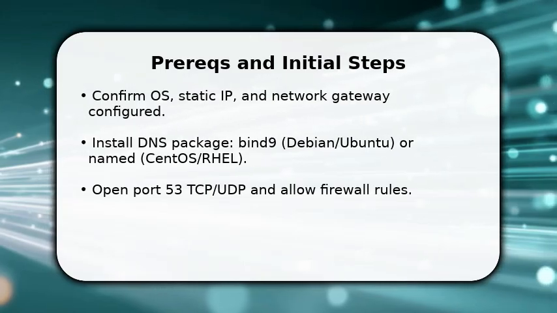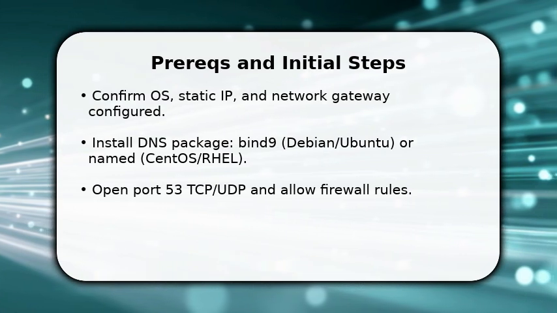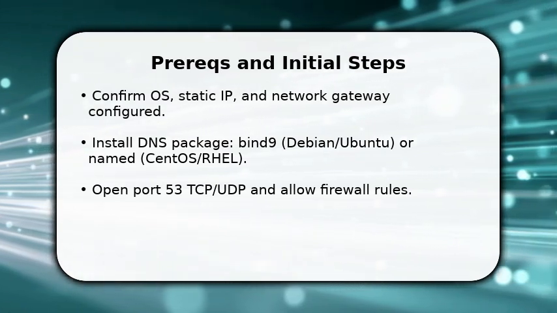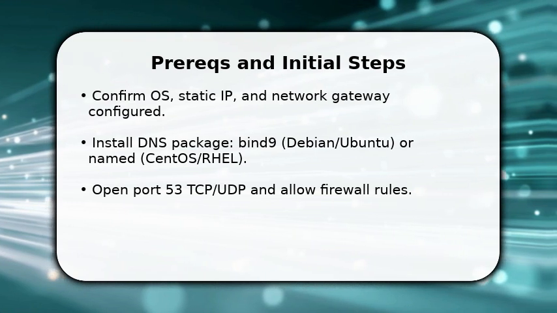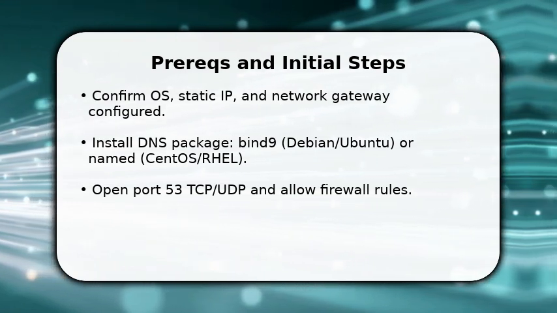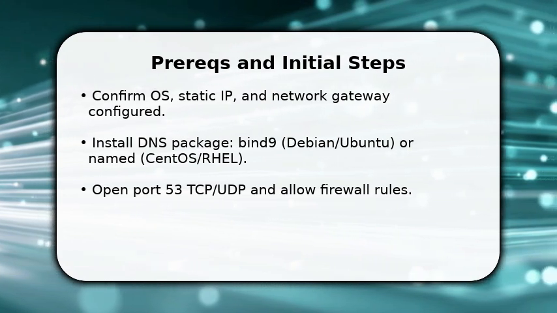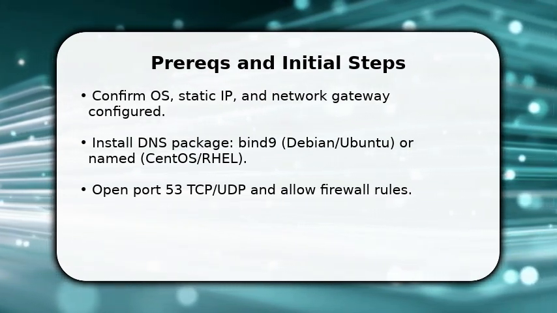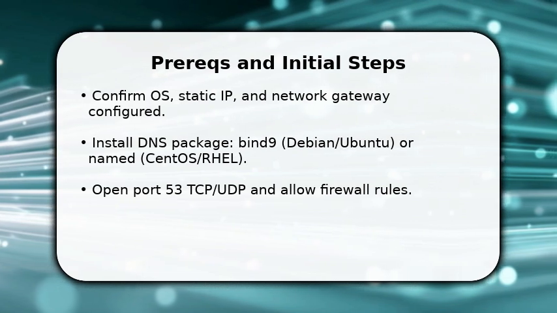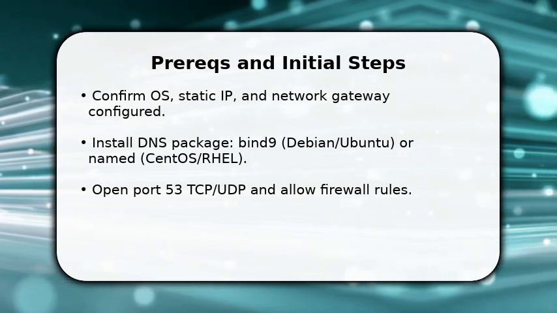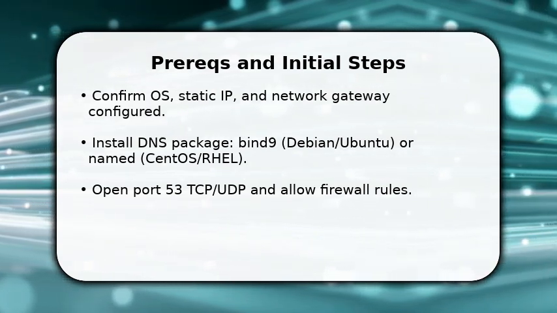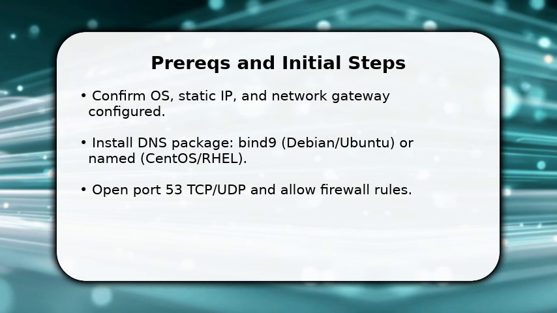You start by confirming prerequisites: a static IP, gateway, and DNS forwarders. This prevents cache leakage and split brain. Once those are set, install the DNS server package, BIND 9 on Debian/Ubuntu, named on CentOS/RHEL, and enable the service. Make sure to open port 53 for both TCP and UDP in your firewall, otherwise queries will be blocked.